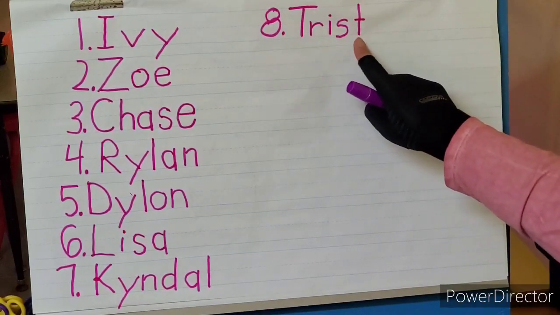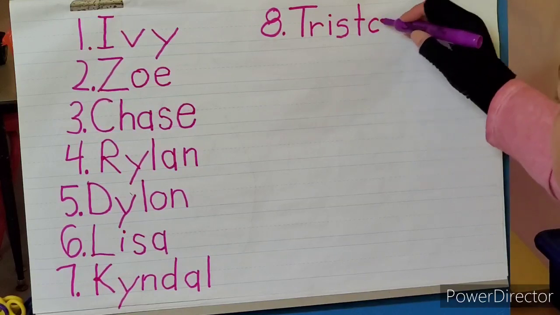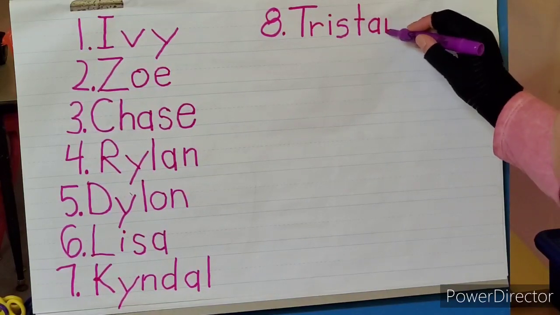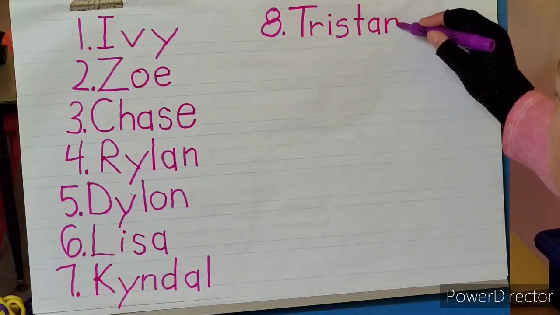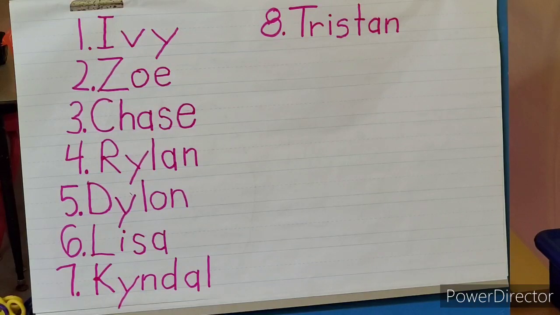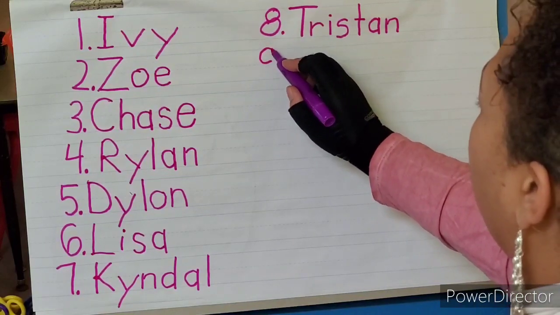Uppercase T, lowercase t. We're going to make our letter C and put a short vertical line for letter A. Short vertical line, curve around, come down for the letter N. Whose name is this, friends? Tristan! You guys are reading so well.